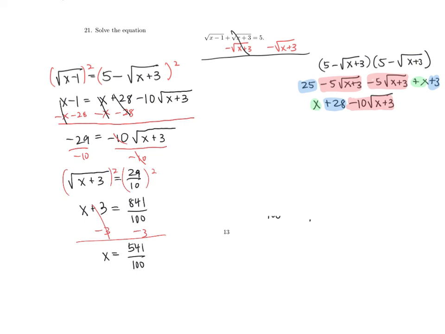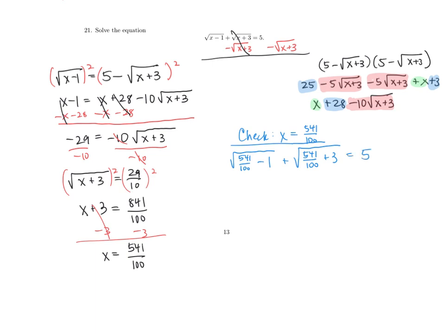Unfortunately, now that I've done all that, I have to check the solution. So let's check. x equals 541 over 100. All right, so I'll have the square root of 541 over 100 minus 1 plus the square root of 541 over 100 plus 3 is equal to 5.